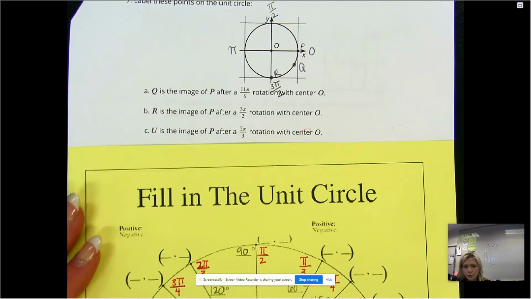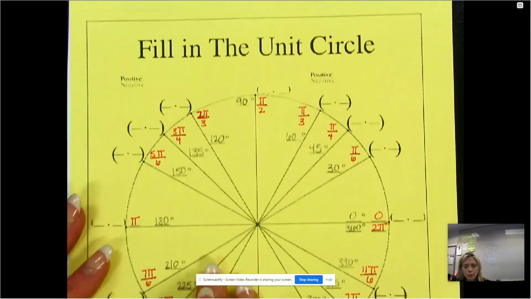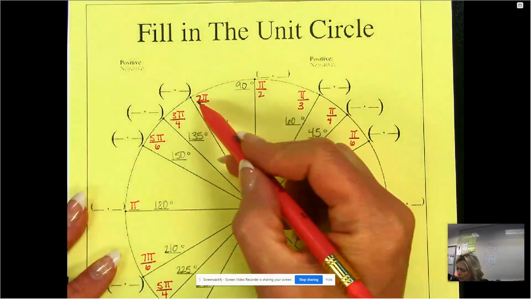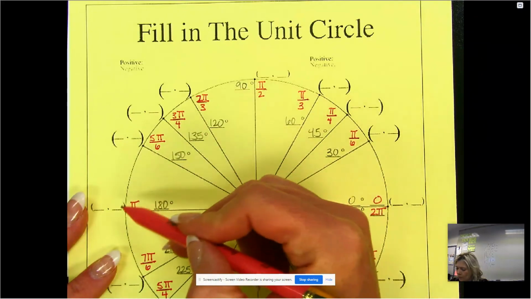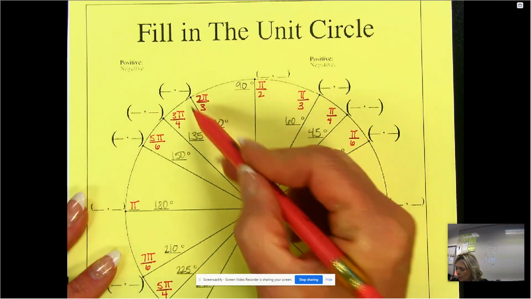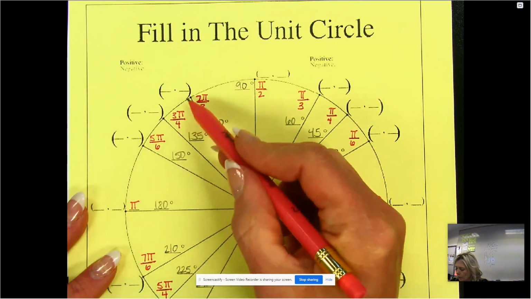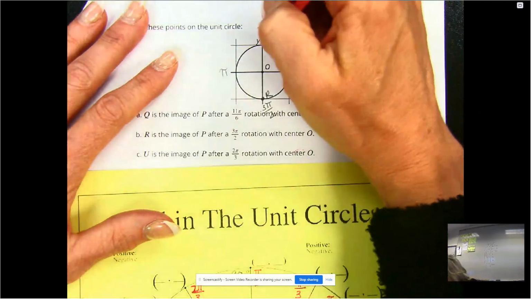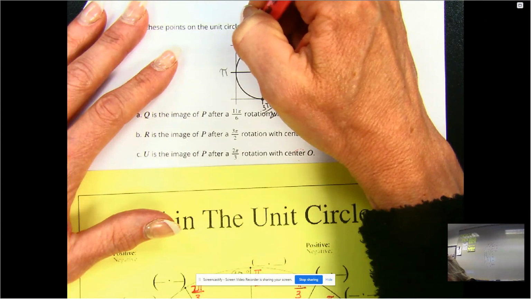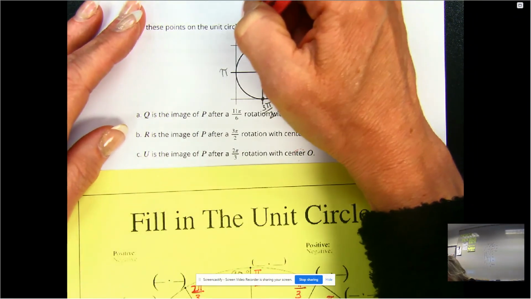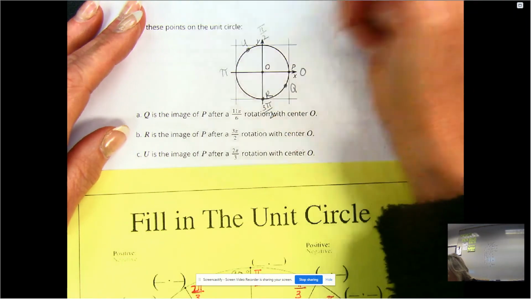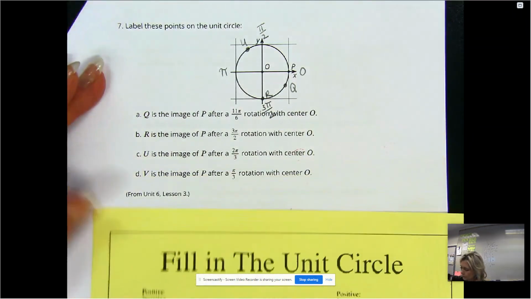2 pi over 3. So 2 pi over 3 is in quadrant 2. It's 1/3 of the way from pi over 2 to pi. So 2 pi over 3, 1/3 of the way there. Okay, so 1/3 of the way from pi over 2 to pi is about right here. And this is U.